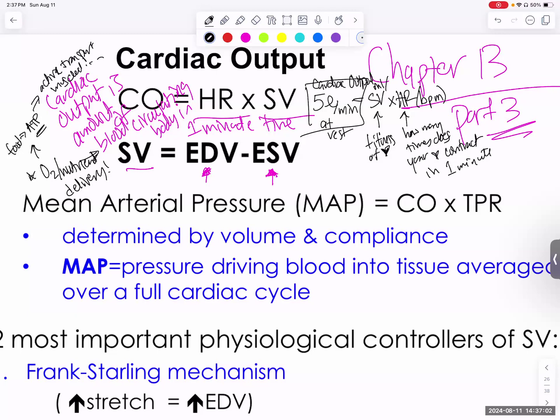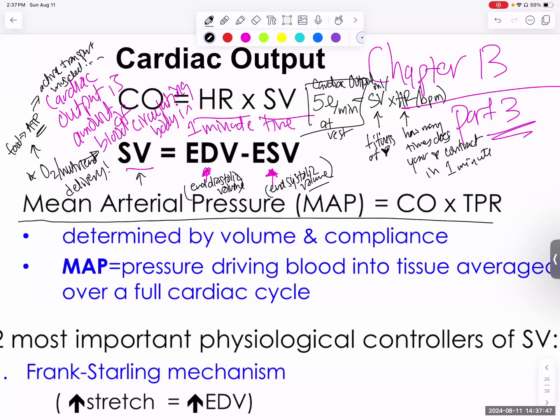Stroke volume is determined by the end diastolic volume and the end systolic volume. So what's left in the ventricle after contraction is the end systolic volume. What you had to begin with is the end diastolic volume. And if you subtract what's left at the end of the contraction, which is end systolic volume, from what you had to begin with, which is end diastolic volume, you get your stroke volume. So that is cardiac output.